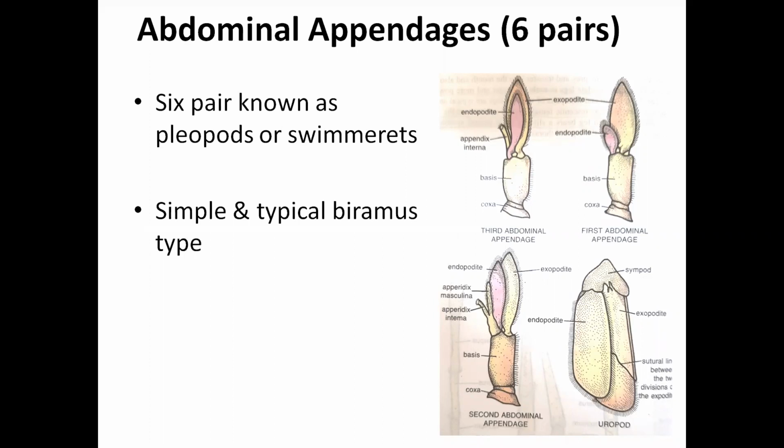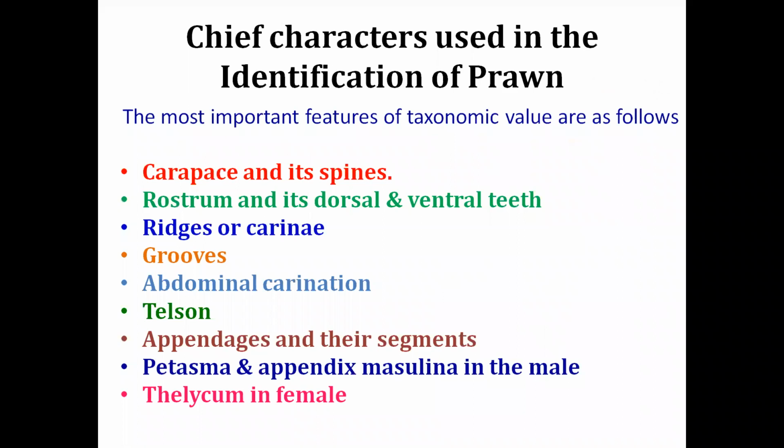Today we will see the chief characters, or the main characters, that are used for the identification of the prawn. So here is the list. There are several morphological features which have taxonomic value, but these listed features have the greater taxonomic value, or are the important features.